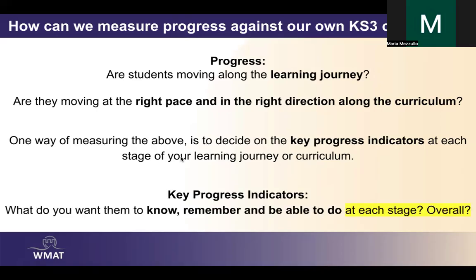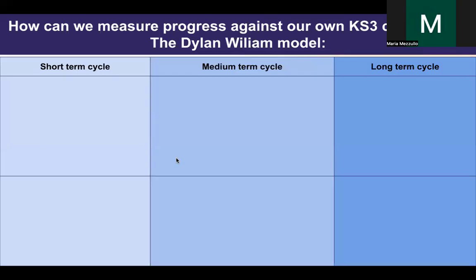And if we think about those progress indicators, what are we looking for? What do you want them to know and remember more and be able to do more at each stage and overall, because that's your summative assessment. Now, that's a lot of words. And if we're thinking about trying to create something visual that will help us remember that, I always find this model from Dylan Wiliam really helpful.